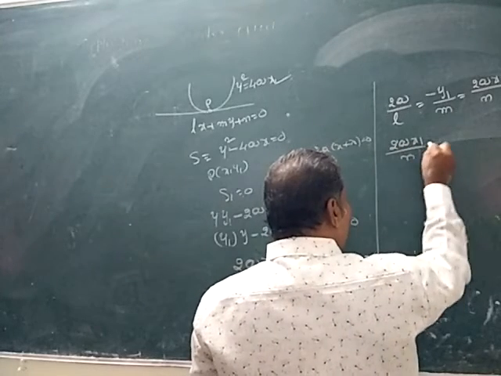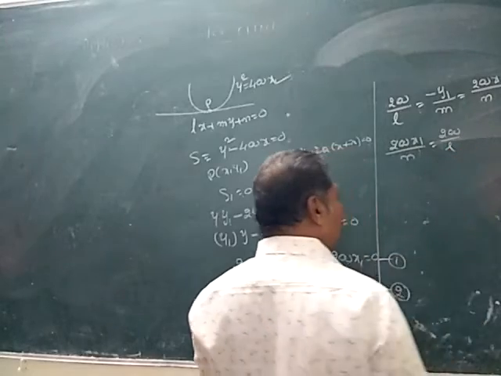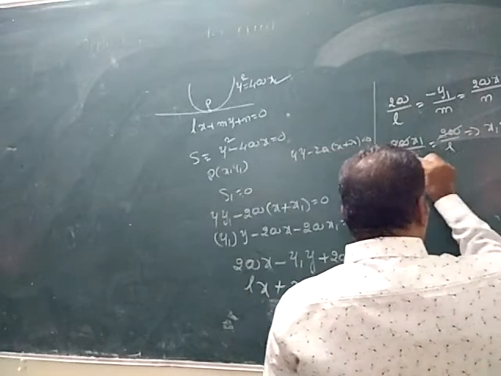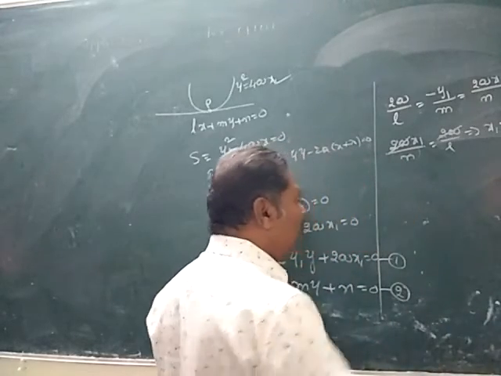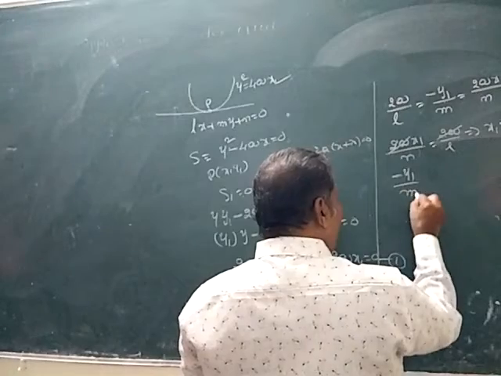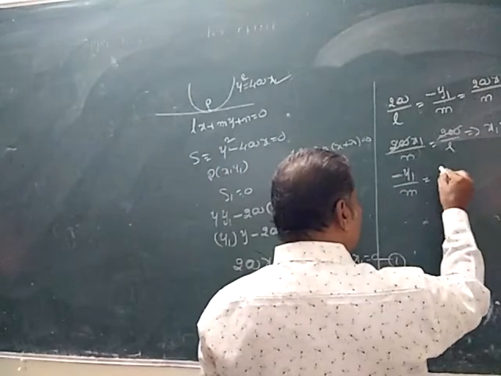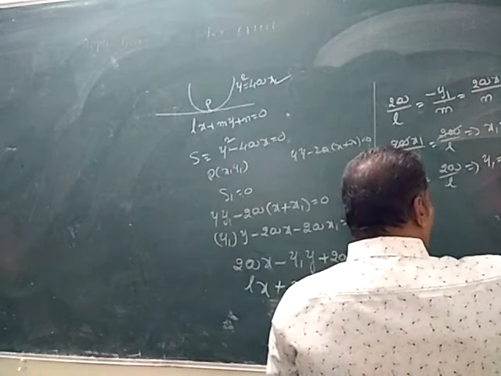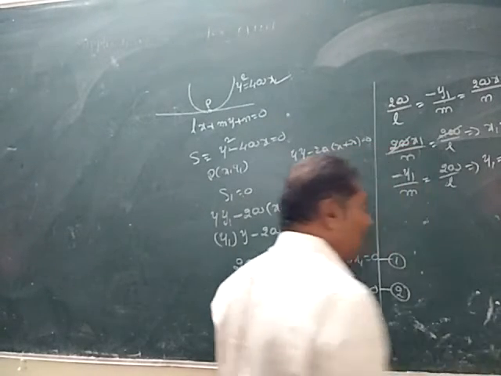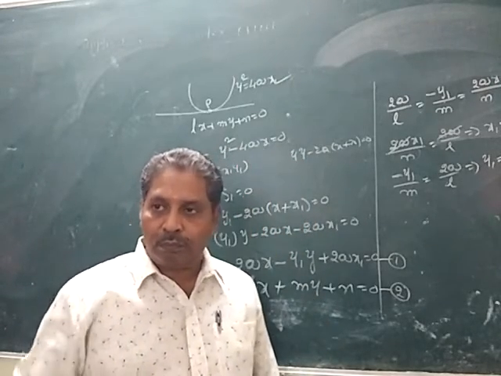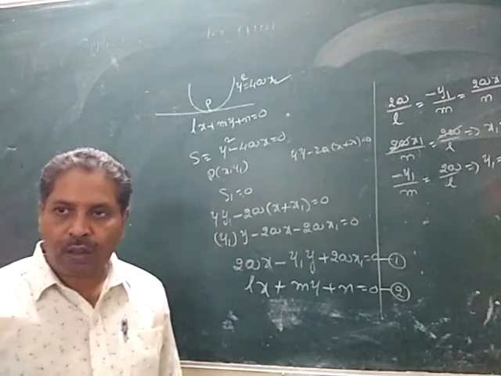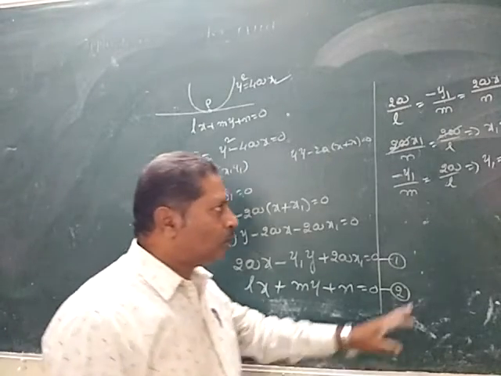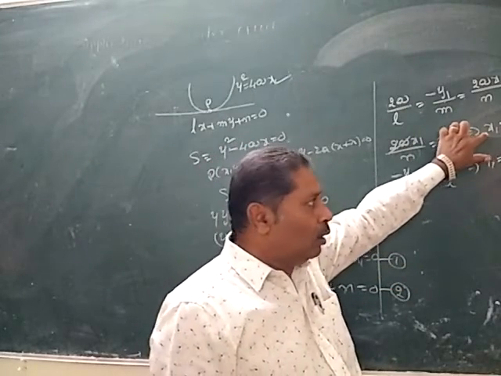2a x1 by N equal to 2a by L. 2a cancel. So x1 value becomes N by L. Take these two: minus y1 by M equal to 2a by L. This implies y1 value is minus 2am by L. So this is x1, N by L.